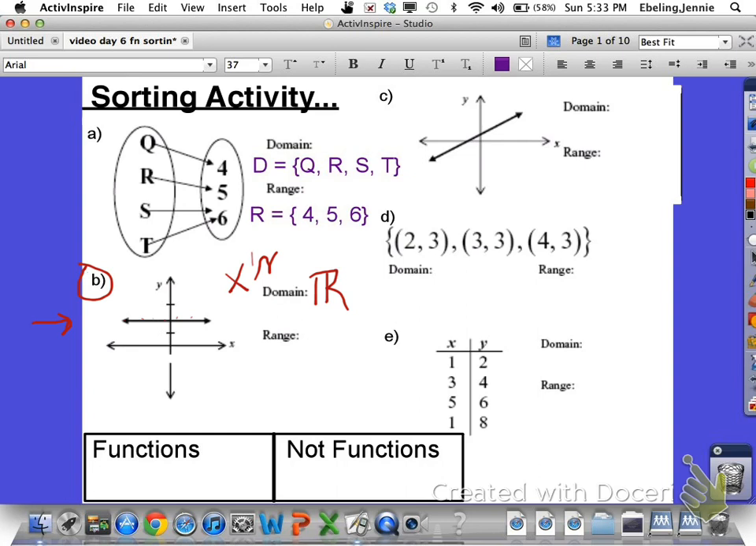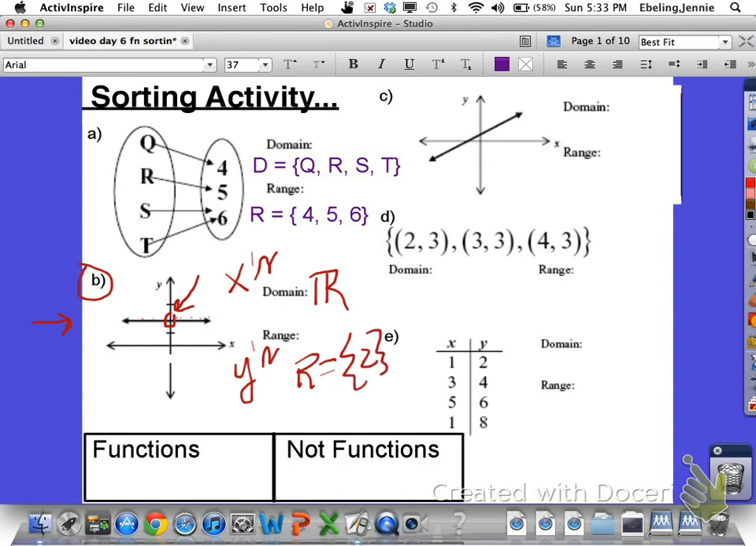Now my range are my y's, so you have to ask yourself, well, what are the y values on this graph? Well, if you take a look at the points along here, it doesn't go past this y value right here. That y value would be 2, so my range here would just be that my range is 2. And 2 only.